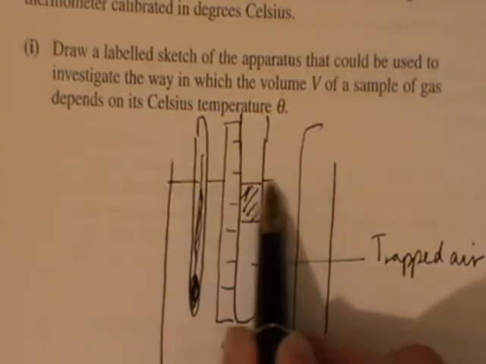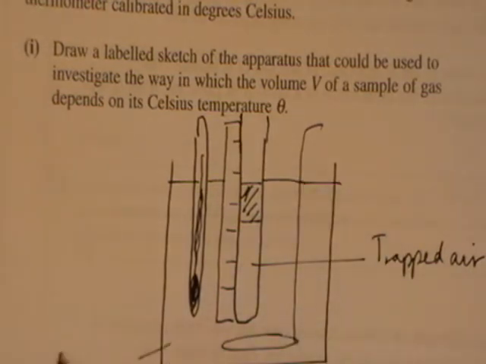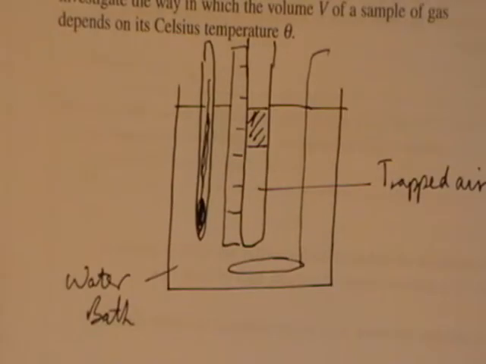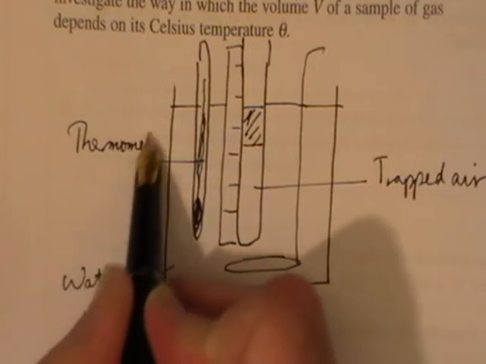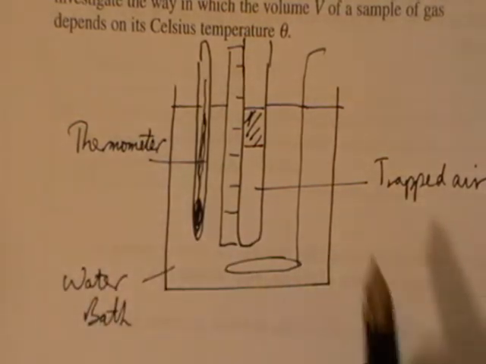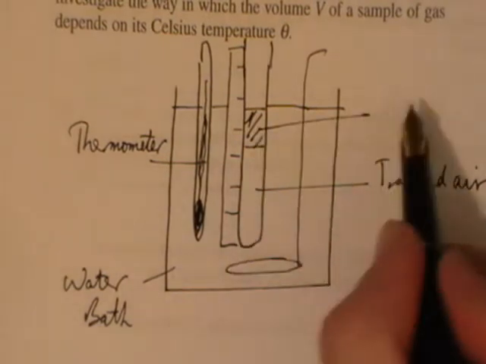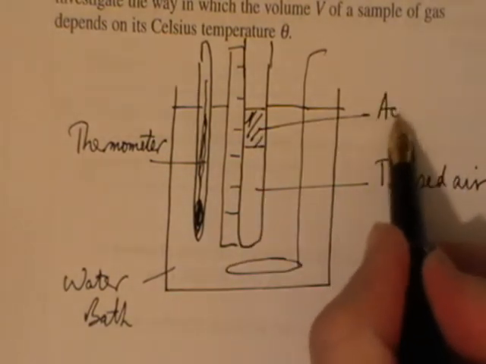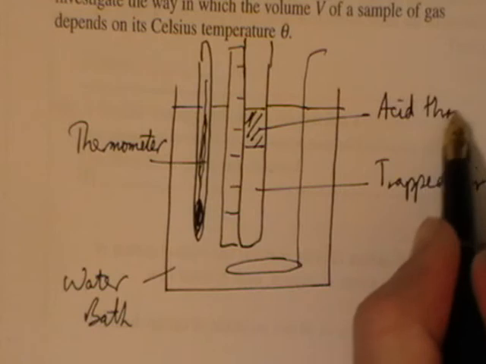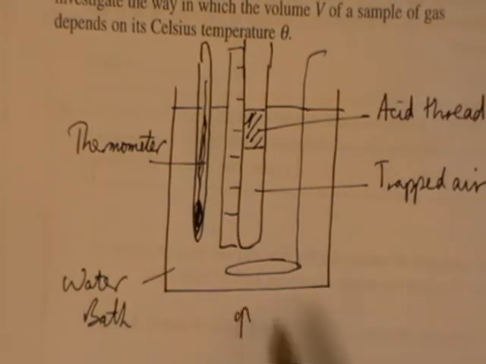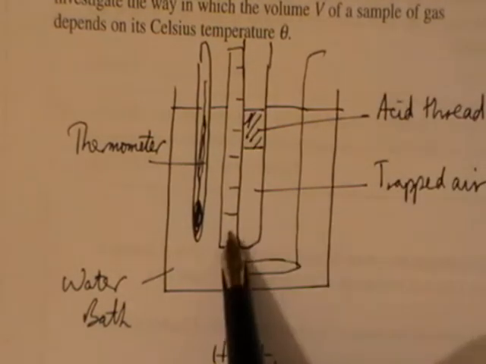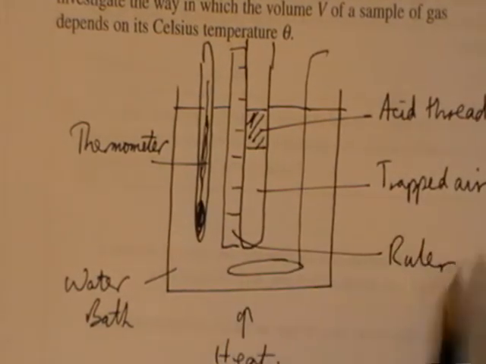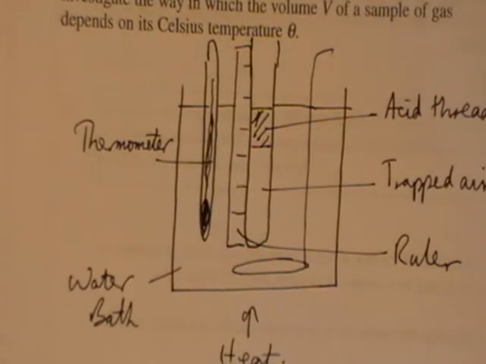So this is a water bath. Okay, so we've got a water bath, we've got a thermometer. Now whenever you're doing this, you need to make sure you use your ruler and draw that in. That's the trapped air, that's the acid thread. And we're going to heat that water bath from below, and then we've got a ruler to measure the length of the trapped air column.